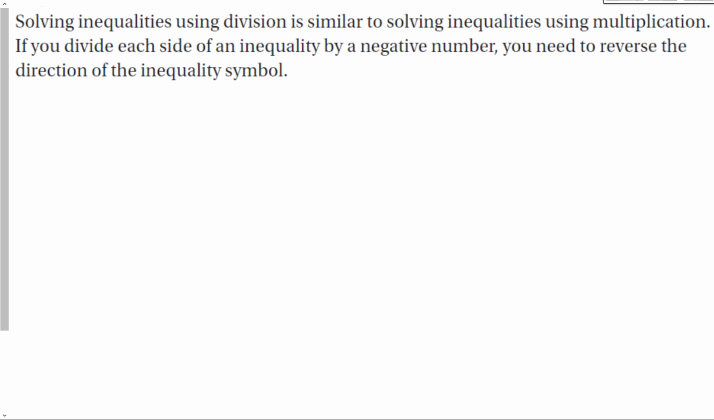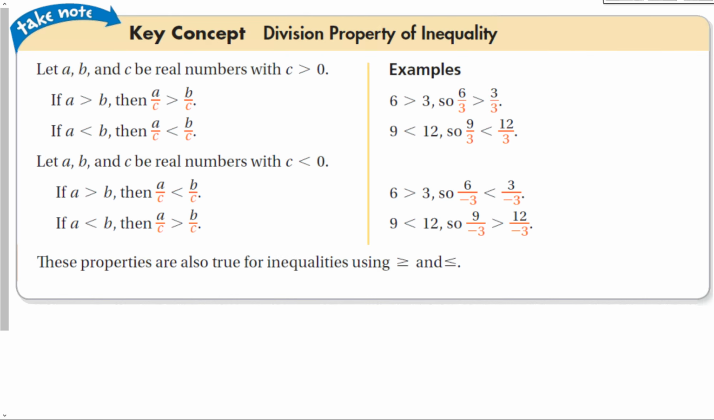Solving inequalities using division is similar to solving inequalities using multiplication. If you divide each side of an inequality by a negative number, you need to reverse the direction of the inequality, just like we did with multiplication. So my division property of inequality is similar to the multiplication property of inequality. Still, whatever I do to one side, I must do to the other side. That rule never changes.